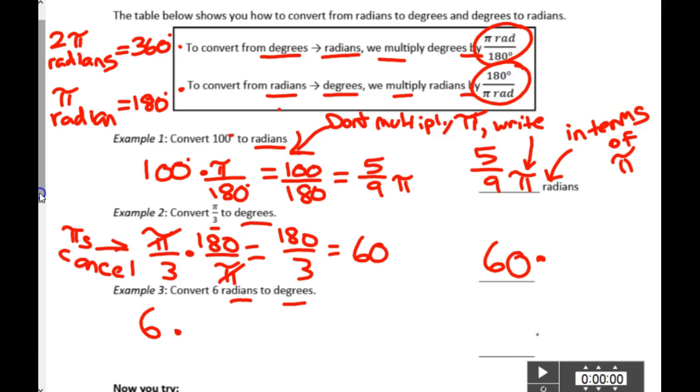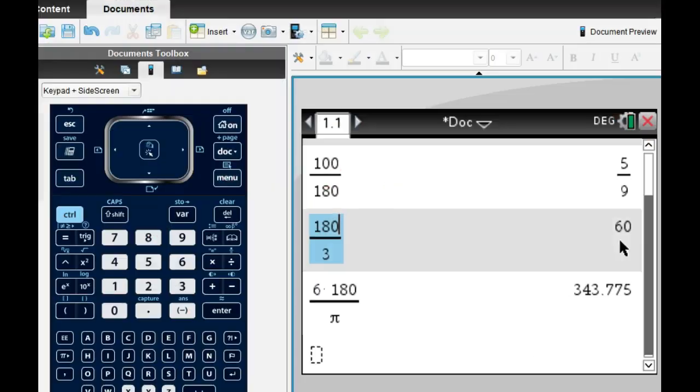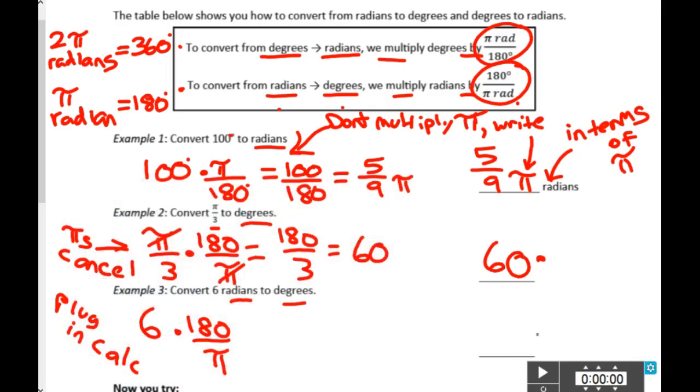Okay, if I'm doing radians to degrees, I have to use 180 over pi. So if you see one like example 3, where you have radians without a pi sign, it can't cancel out, so all you do is just plug it into the calculator. Okay, so we're going to do 6 times 180 divided by pi. And you would get 343.78. 343.78 what? Degrees.